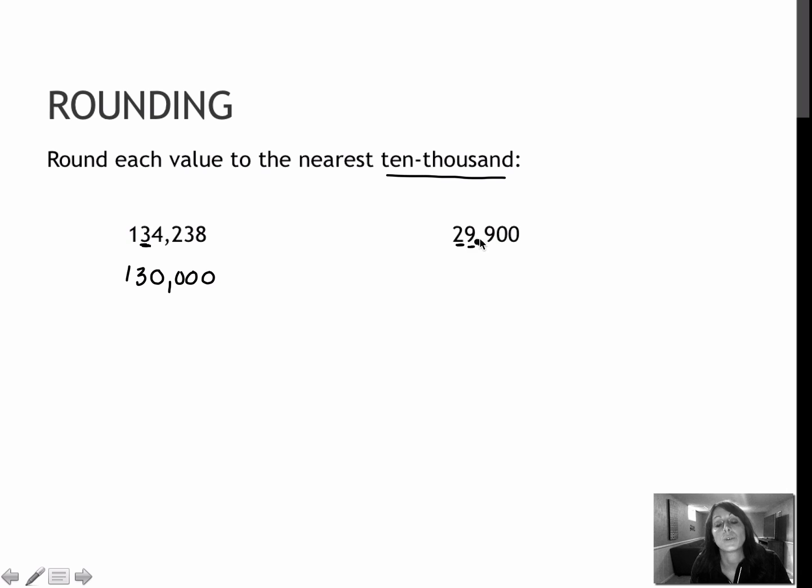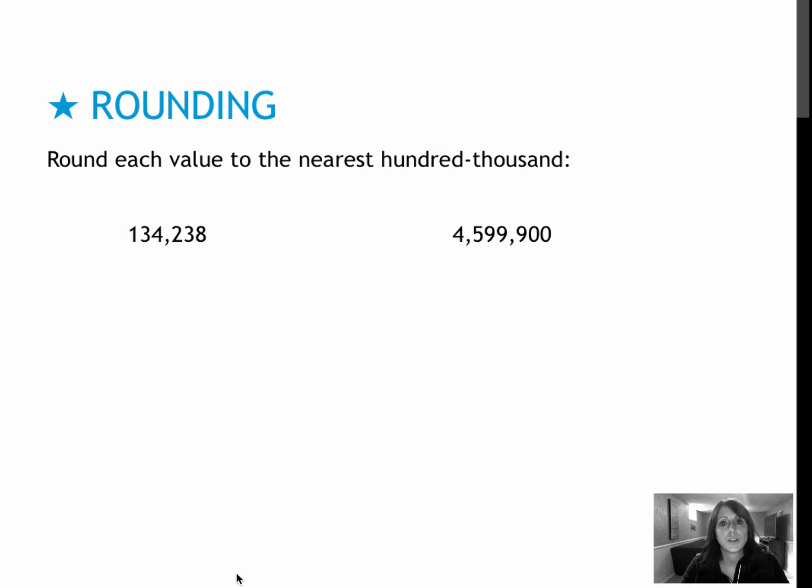For my second example, again looking to the right of the 10,000s place is the 9, and since 9 is greater than 5, it's going to round this digit up 1. So the 2 becomes a 3, and everything else becomes a 0. So 29,900 is approximately 30,000. Try these two questions on your own, then press play to see how you did.